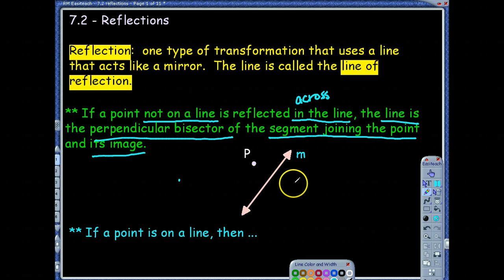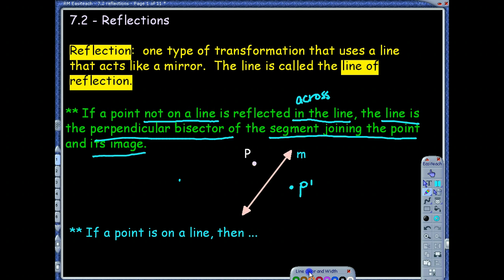That point P prime would be somewhere right over here, right? Now, what this is saying is that if I draw in a segment, in a different color, a segment that goes from the pre-image to the image, the line of reflection will actually be a perpendicular bisector of that segment. That makes sense because when you make that reflection, the image and pre-image have to be the same distance to that line of reflection.